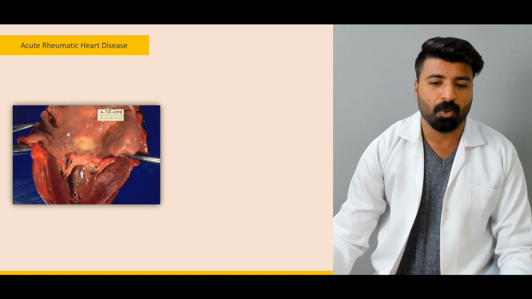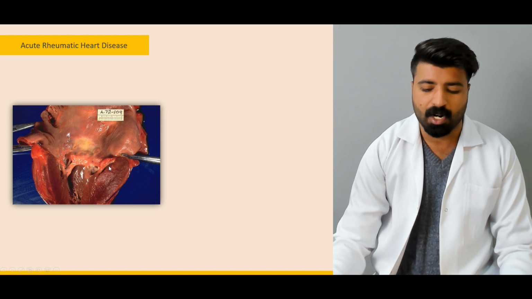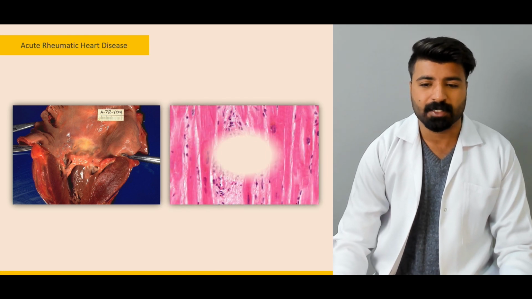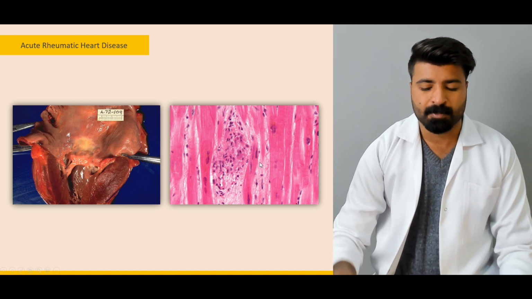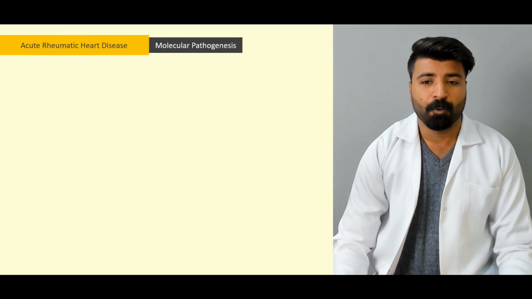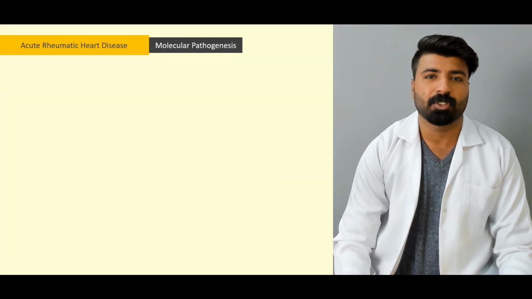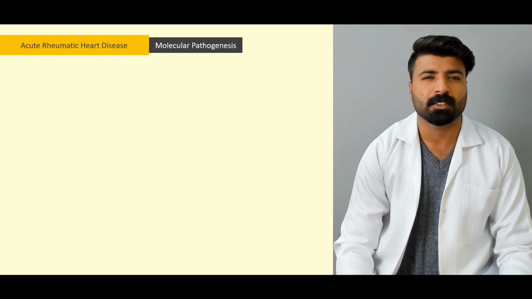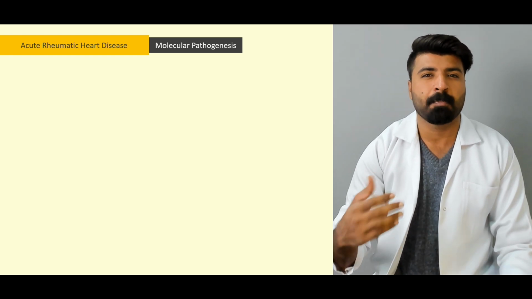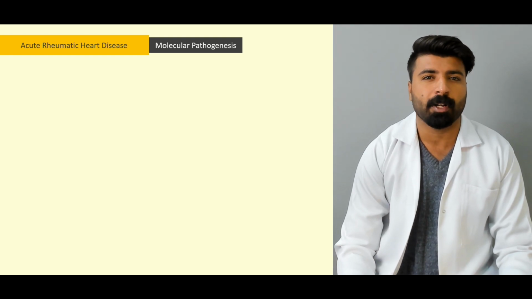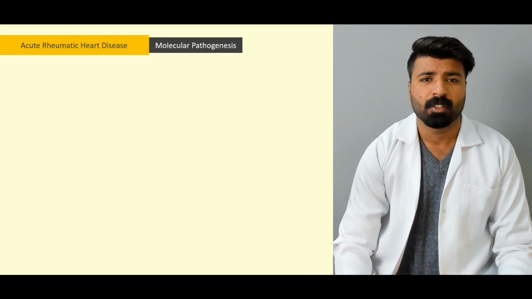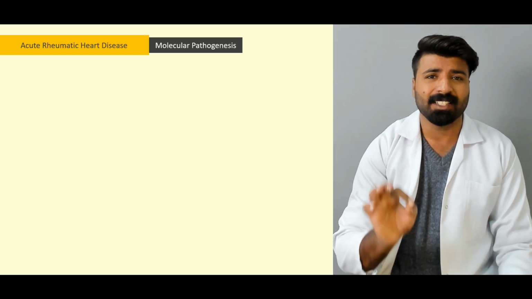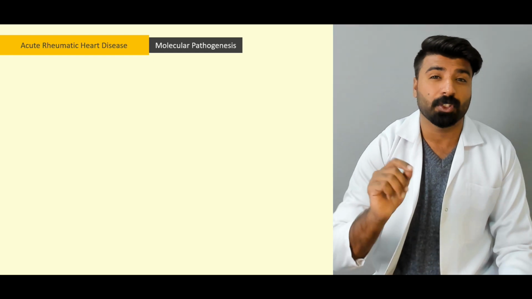So this is acute rheumatic heart disease. This is the gross structure of the heart after the acute rheumatic heart disease. And this is how it looks on the slide. We're going to discuss both of these. But before that, let's talk about the molecular pathogenesis of acute rheumatic heart disease. So what's happening at molecular level? Or what's the main pathogenesis of developing acute rheumatic heart disease? It's such a major disease. You keep hearing about it in the texts. Basically, it's a disease of childhood, but it can also develop in adults.